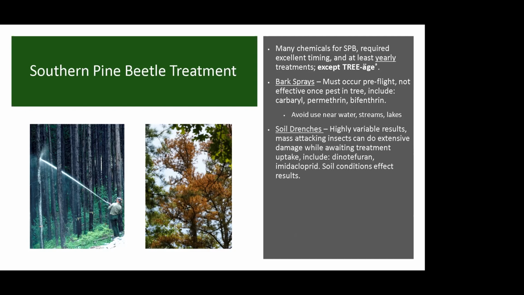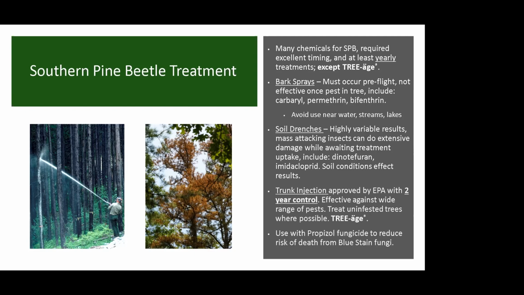Soil trenches are highly variable because mass attacks can do extensive damage, and beetles tend to do mass attacks. They actually send out pioneer beetles. The beetle finds a good suitable tree and tells everybody to come and join it, and then all of a sudden the tree gets attacked. And so these soil trenches include things like dinotefuran and imidacloprid. Again, you've got soil conditions affecting results. Not my favorite tool for this particular type of pest.